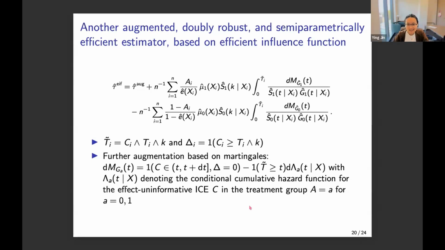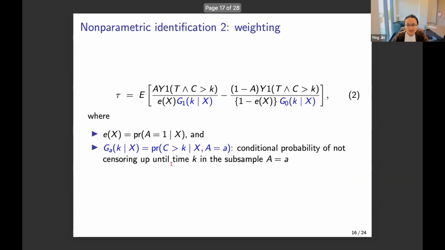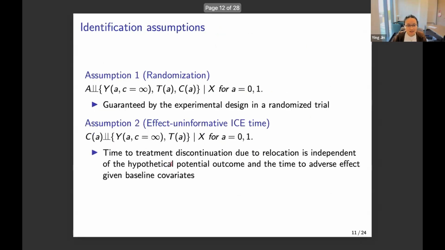Hi, Sizhu. I cannot type in the Q&A, but I have a small follow-up question. For the identification assumptions, it seems like you have to build some assumptions on the censoring time and potential outcomes. Is there a way to assess the robustness to this assumption using data? This assumption is not a testable assumption. So I don't think we can directly test it using the observed data.